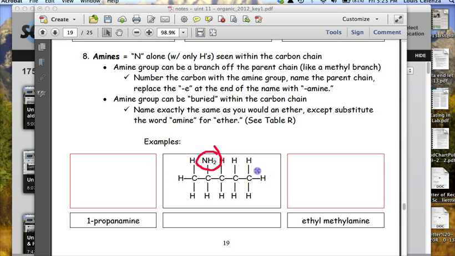And it's based on how many carbons you have. So it's 1, 2, 3, 4, 5. It's based on pentane. Change the ending to amine. Now you have to indicate where the amine group is attached, and here it's attached to the second carbon. So it is attached here. So it's 2-pentanamine.